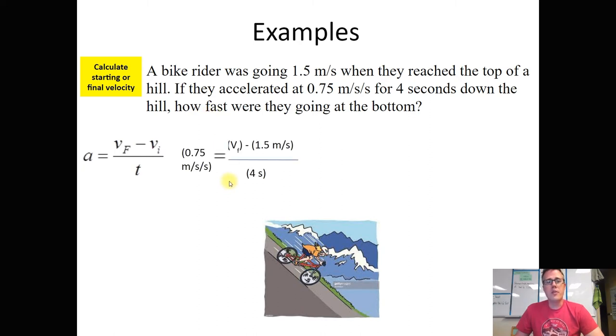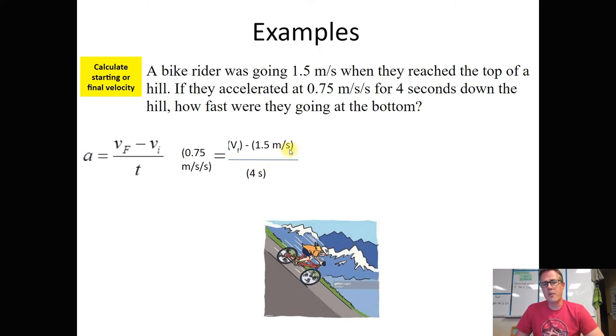So we're going to substitute in the numbers that we know. We're going to put our 0.75 for the acceleration. We don't know velocity final, so I'm going to just leave that as a VF, minus our initial velocity, 1.5, all that over 4. Now we just have some algebra.